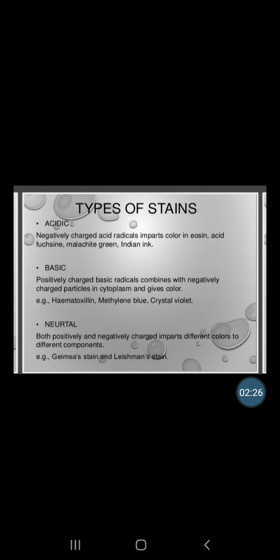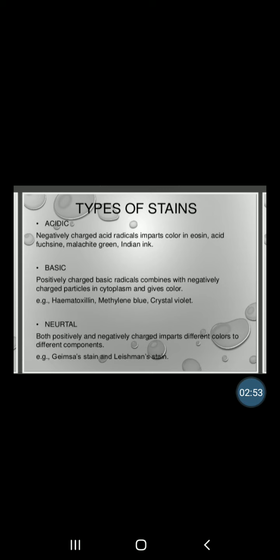There are basically three types of stain: first, acidic stain, then basic and neutral stain. In that, first the acidic stain has negatively charged acid radicals. It imparts color in eosin, acid fuchsin, malachite green and Indian ink. Keep in mind, it is negatively charged acid radicals that impart the color in eosin, acid fuchsin, malachite green and Indian ink.